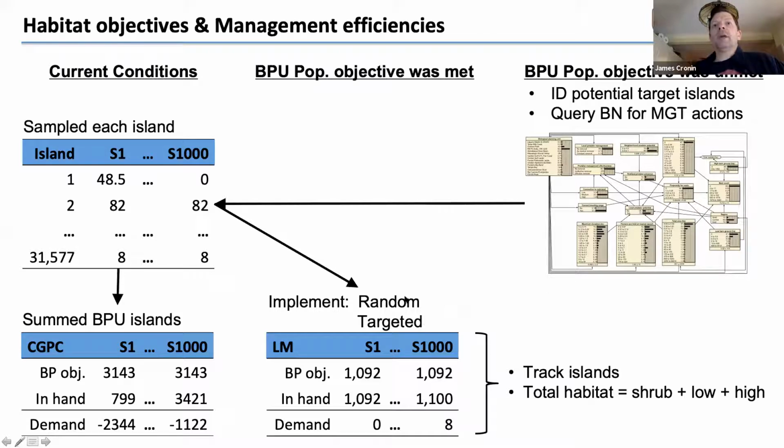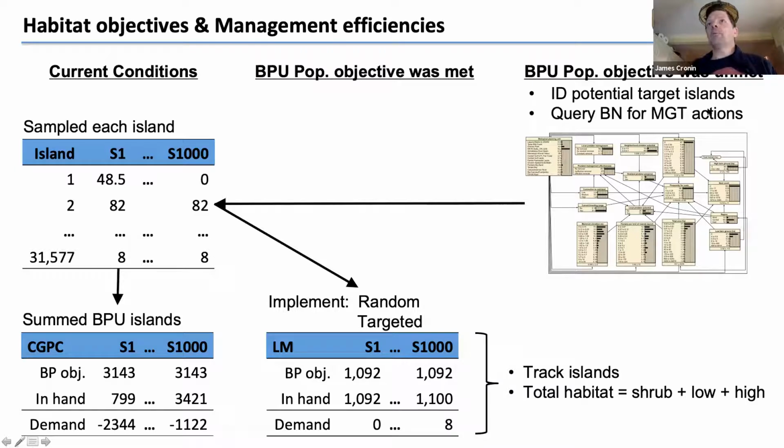And as we're sampling those islands, either in that random way or in a targeted way, we can track those islands, and we can keep track of the amount of habitat on them in terms of the shrub, low bare, and high bare. I'm just going to sum these up and call them total habitat.